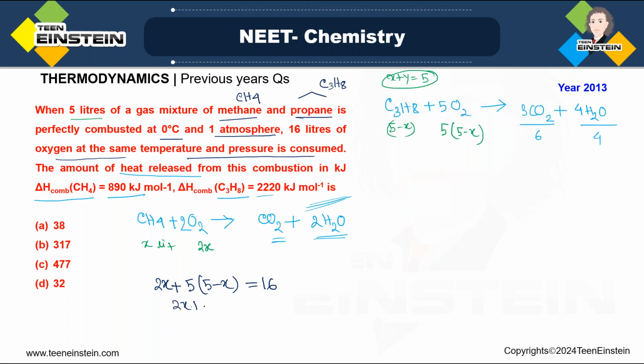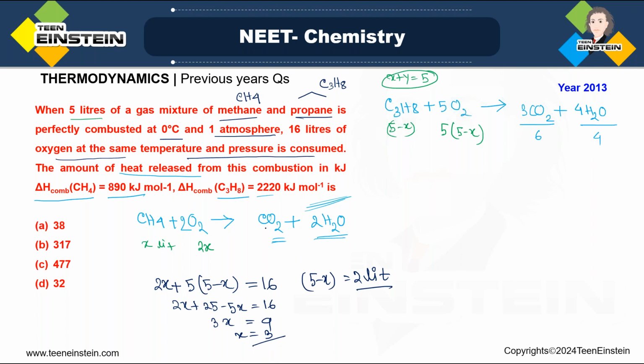If you solve this equation, you will see 3X is equal to 25 minus 16, so it will be 9. So X is basically 3 liter. Now if it is 3 liter, then the value of 5 minus X is actually 2 liter. Okay, so now you know the volume of both methane and propane.